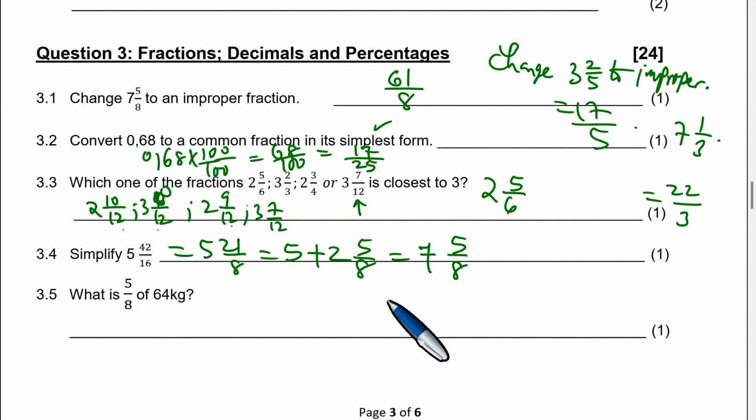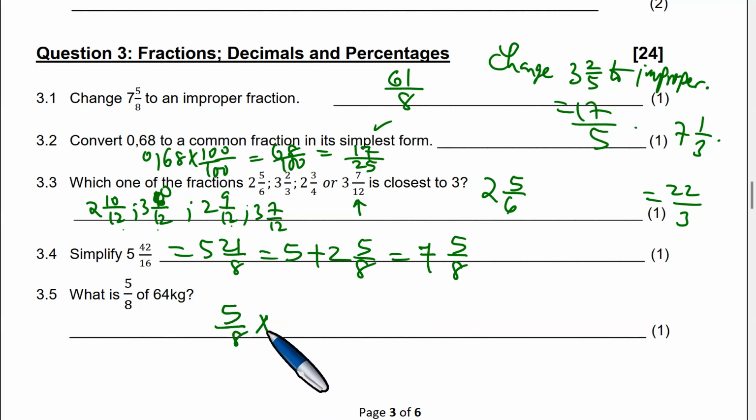Okay, 3.5, what's the answer? What is 5 over 8 of 64 kilograms? Says it's 40. Please come again. 40. Okay, let's check. 40, well done.